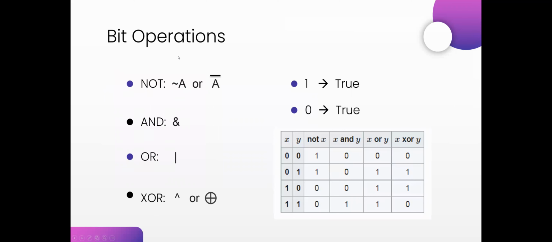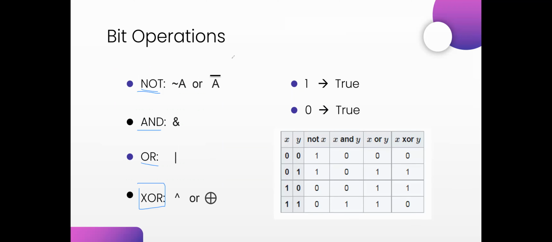The bit operations are very, very similar to the logical operators, okay? They also have not, and, and or, and they have one additional one called XOR. I'm going to explain this XOR. For not, it is the same thing.